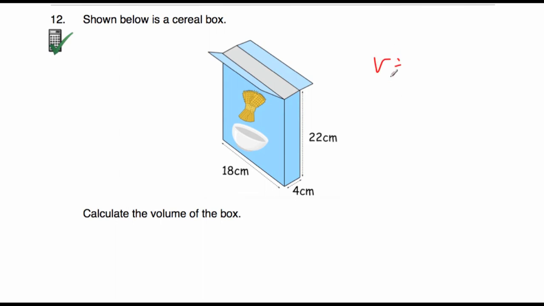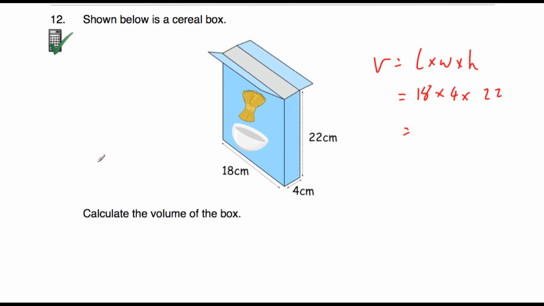So it's a cuboid. So the volume is going to be found by doing the length multiplied by the width multiplied by the height. The length of this cuboid, so it doesn't really matter which one's which, but let's say the length is equal to 18 centimeters. The width is equal to 4 centimeters, so multiply by 4. And the height would be 22 centimeters. So if we do 18 multiplied by 4 multiplied by 22, that would tell us the volume of the cereal box. So it's a calculator question, which is great.